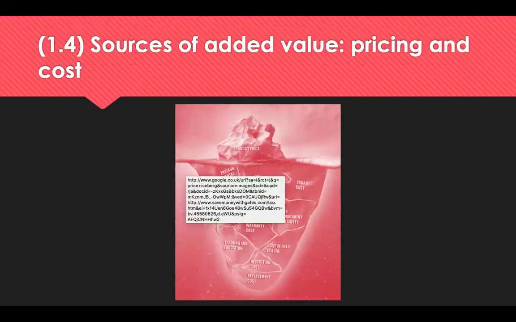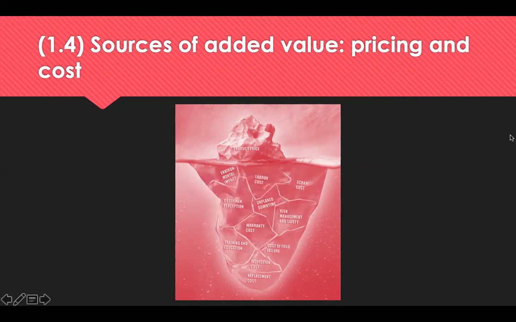Now, although the supplier will provide a price, we must take into account all of the costs. And by identifying and challenging costs, we can add value. Now, the image you can see on the slide shows how total cost of a product is far greater than what we see, just that sort of visible product price or service price. That's just the tip of the iceberg.